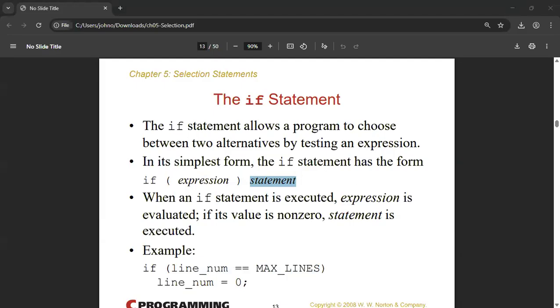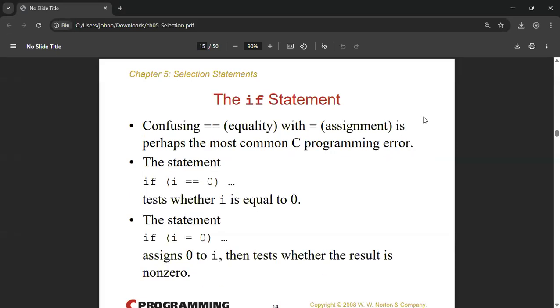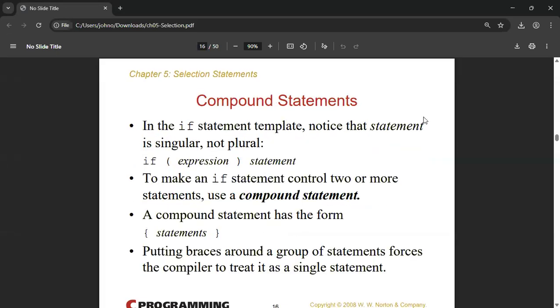But this becomes a problem because many times we want to write more than one line. So, how could we write more than one line when the policy of the programming language says statement, not statements? And that is where compound statement becomes important. So, we use compound statements to solve this problem.